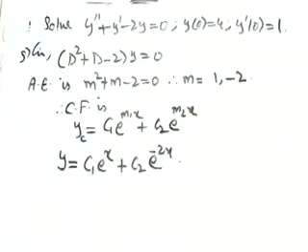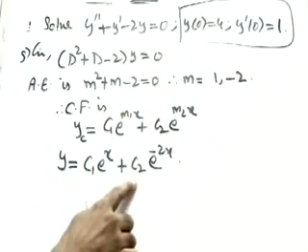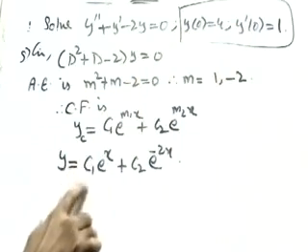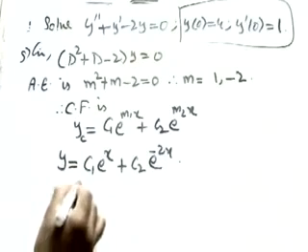y of 0 equals 4, y dash of 0 equals 1. Whenever these conditions are given, using these conditions we have to find c1 and c2. What is the first condition you see here?